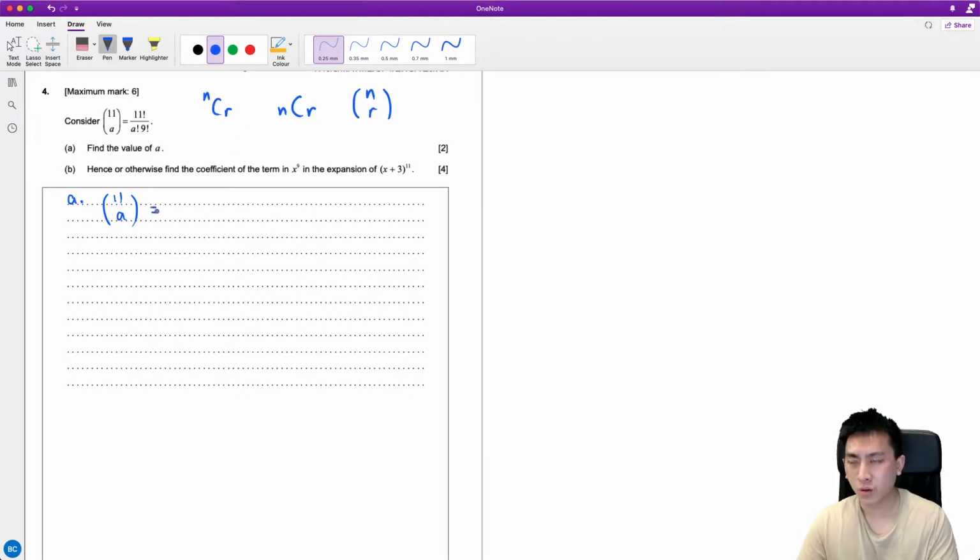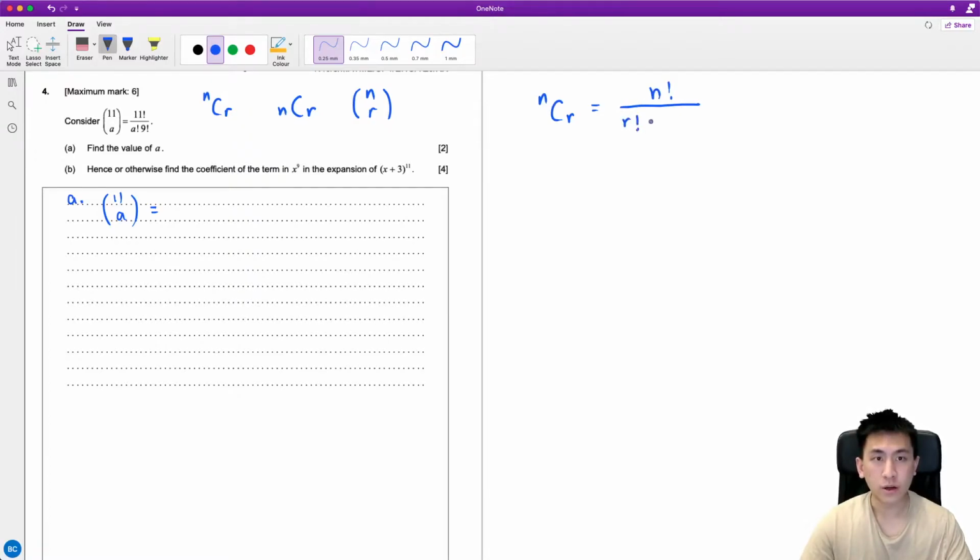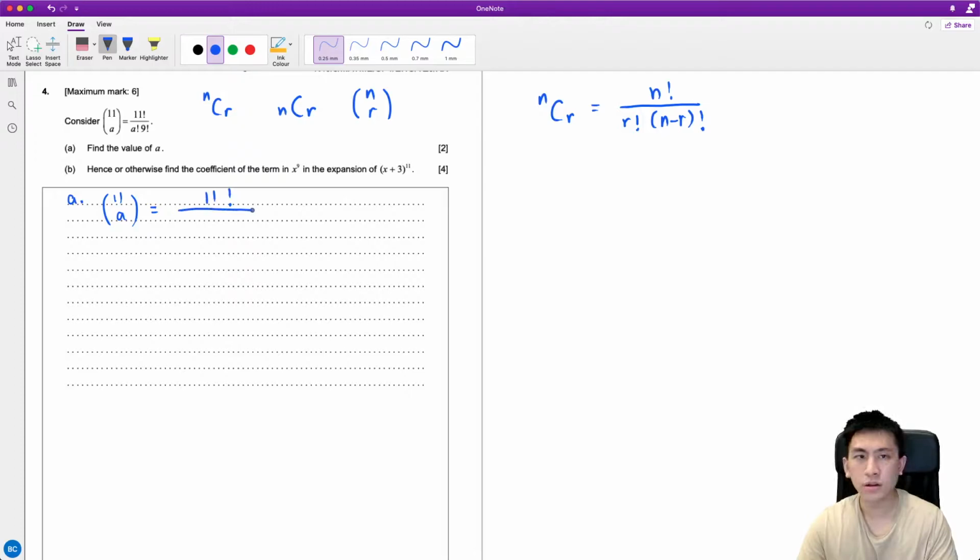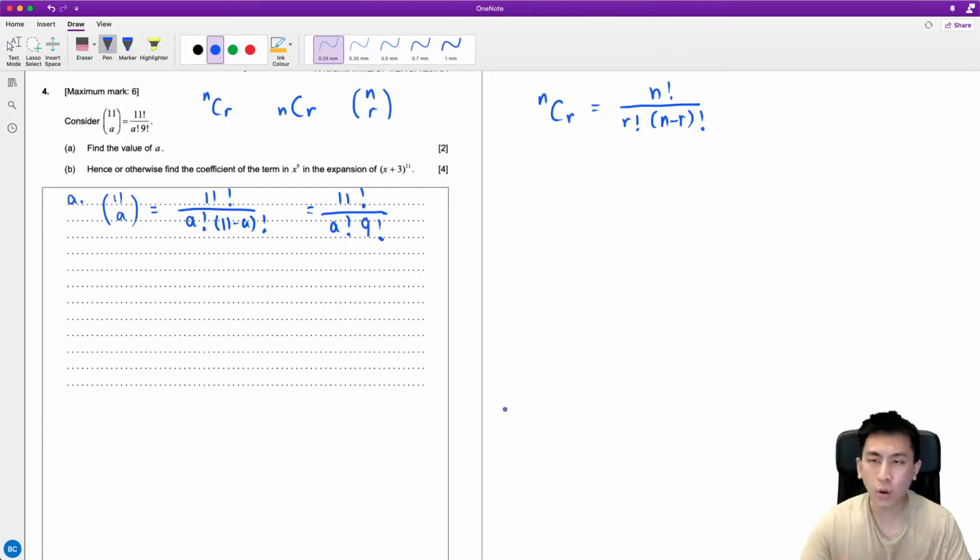Anyway, you should know the idea of nCr. I'm going to use my notation, but it's the same. It's actually just n factorial over r factorial and (n minus r) factorial. So 11Ca is just 11 factorial over a factorial and (11 minus a) factorial. And the fact that that equals 11 factorial over a factorial and 9 factorial, I think that's quite straightforward. You don't have to go ahead and actually solve it.